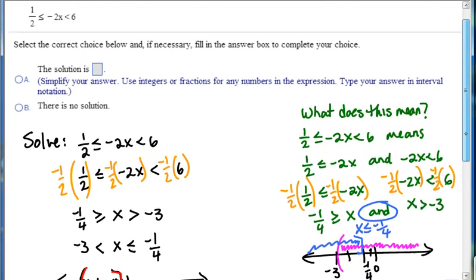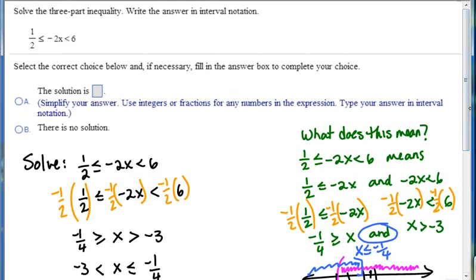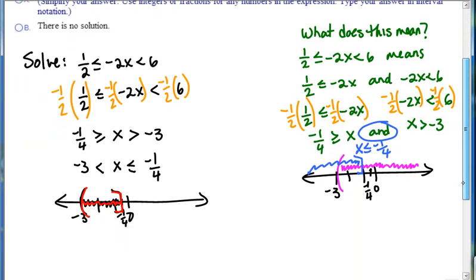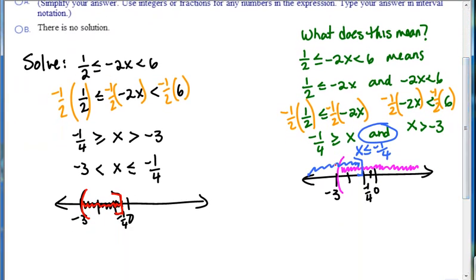If we go back to our original question, it said solve, and we did. But it also has to write in interval notation. And by the way, it says simplify your answer. Use integers or fractions, so make sure you don't put this in decimals. For any numbers in the expression, type your answer in interval notation. Okay. By the way, if there was no intersection here, that's when it would be no solution. So I know it's not B, so we have to go to A.